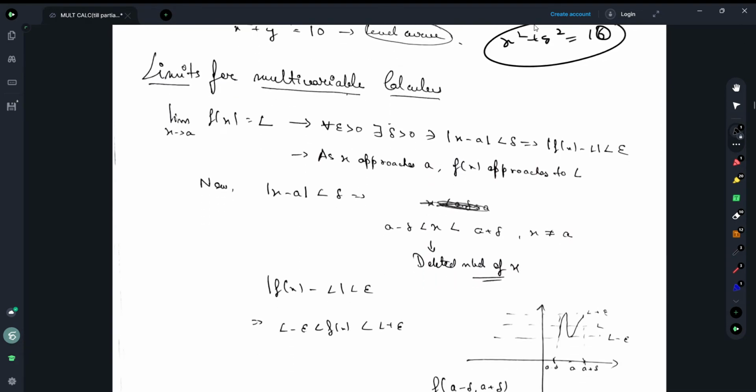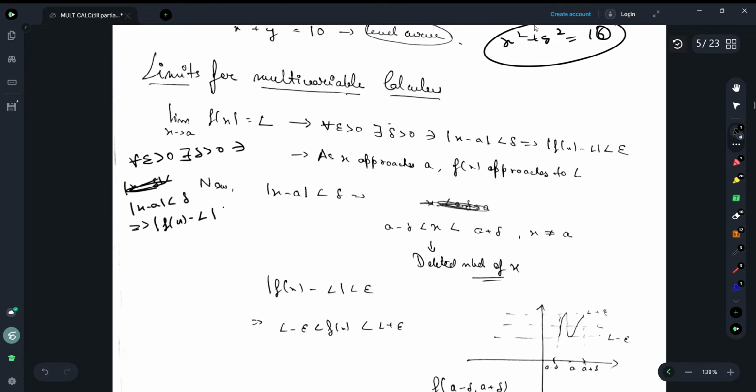Now we come to what we call the limits of multivariable calculus. We have already defined what is the limit of a single variable calculus. Let us define it once more. Limit x tends to a of f x equals L. This means that for all epsilon greater than 0, there exists a delta greater than 0 such that mod of x minus a less than delta implies mod of f x minus L is less than epsilon.